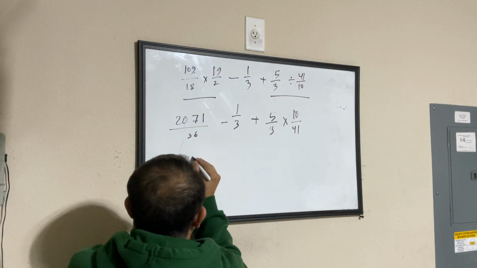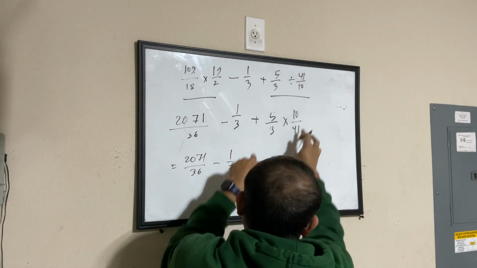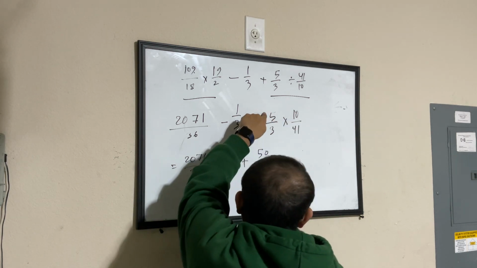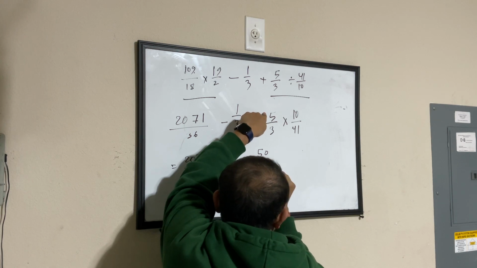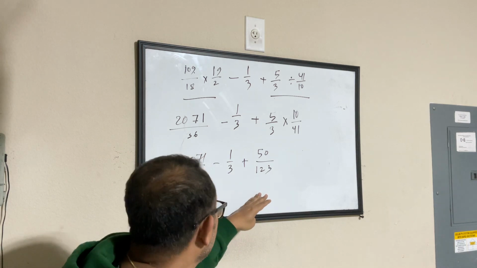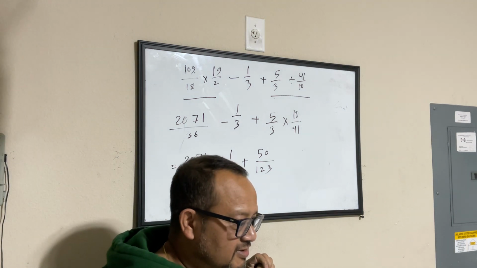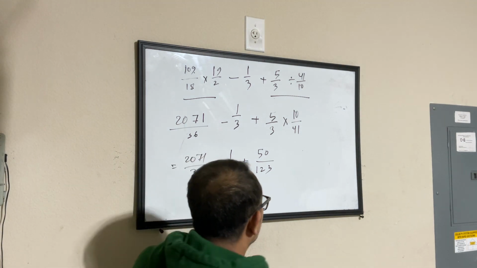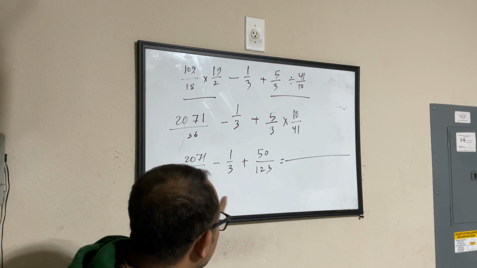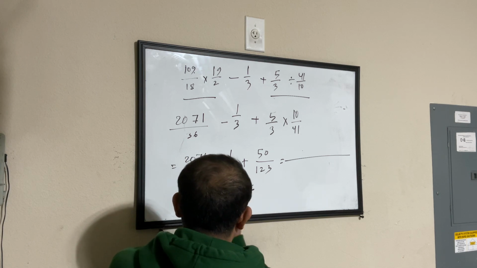So this is 2071 divided by 36 minus 1 by 3 plus, now let's see if we have a way to simplify it. Probably not. We'll just multiply. 5 times 10 is 50 and 41 times 3 is 123. So this is what we have. Now you have fractions with addition and subtraction together. So the simple rule of thumb is to find the LCM of these: 123, 3 and 36.